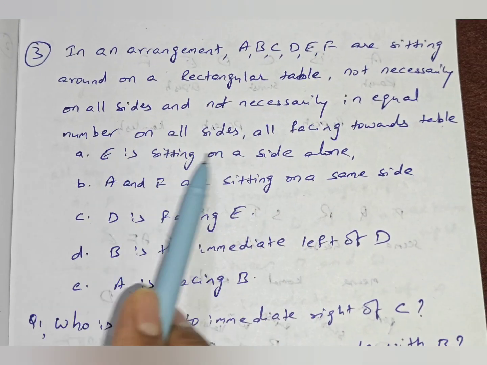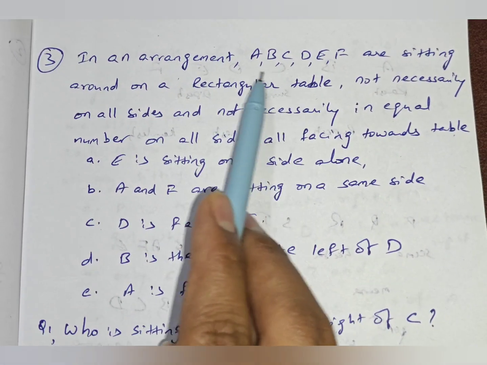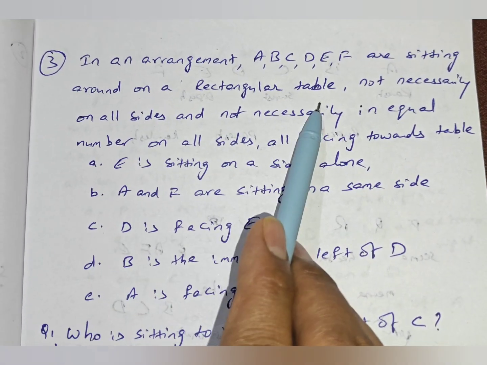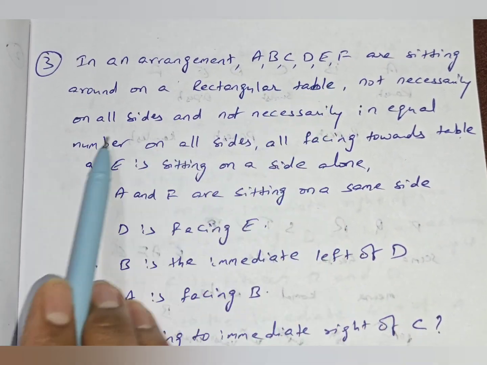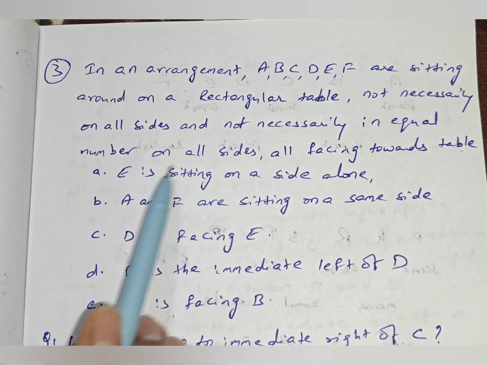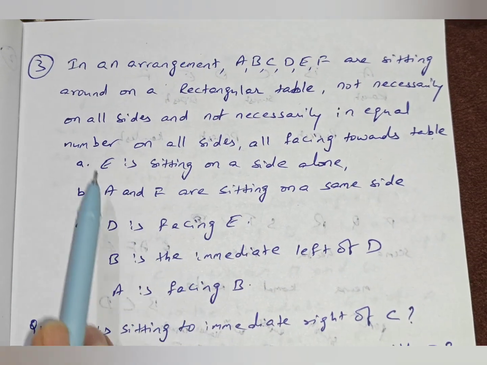Here one thing we have to assume is that for the rectangular table, all are sitting on the sides and not at the corners. Since a rectangle has four sides and six people are there, it can be assumed that some sides may have two people and some sides may have one, and so on. And these are the statements given.